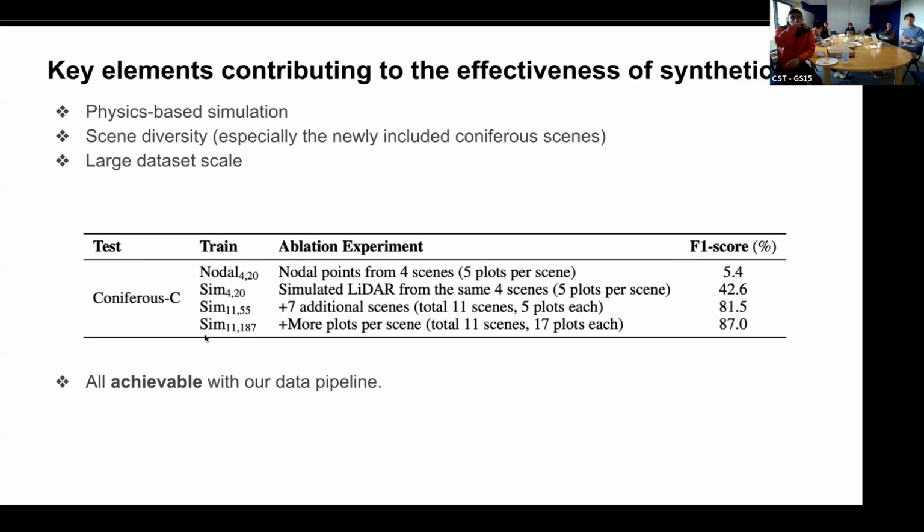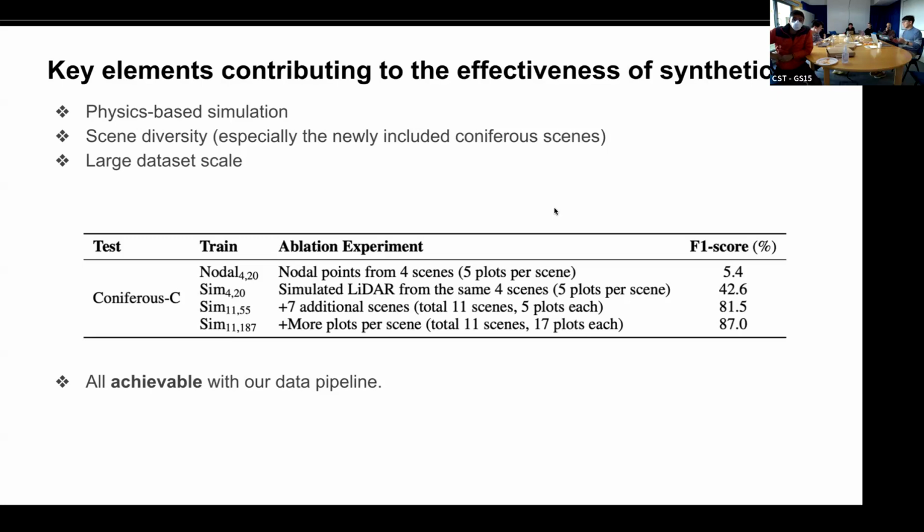And here are some results. So if you see, here's the validation results on a single coniferous plot. You see that if we change the data set from nodal points, which we can easily obtain from the existing tree assets, to the LiDAR simulation, there's a quite significant boost on the F1 score from 5.4 to 42.6.